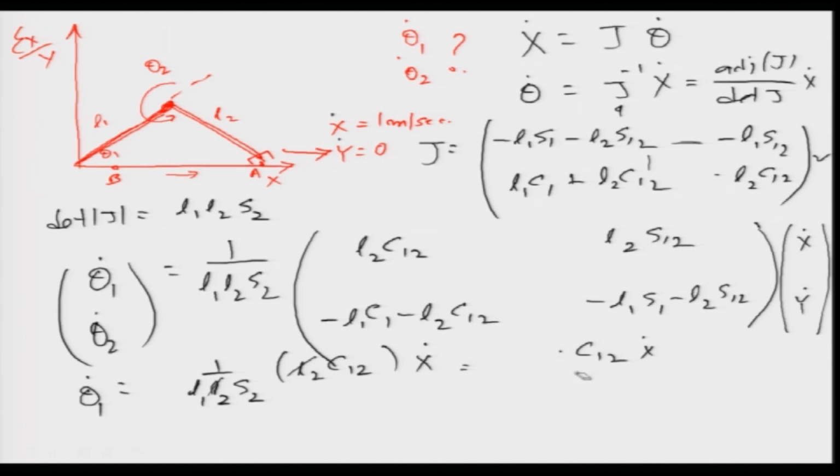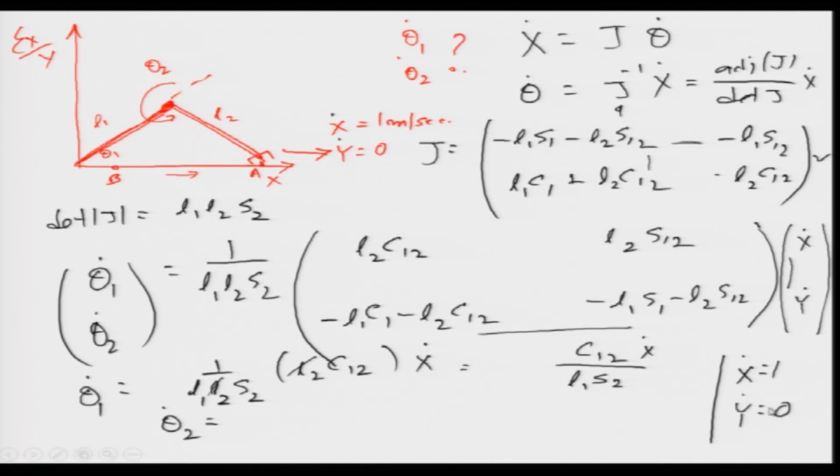So, let me write it here: L1 sin θ2. Okay. So, this is giving me my first joint velocity. Now, the second joint velocity θ2 dot is this into that. Now, we know that y dot is equal to 0, and x dot is equal to 1 meter per second, which is given in the question.